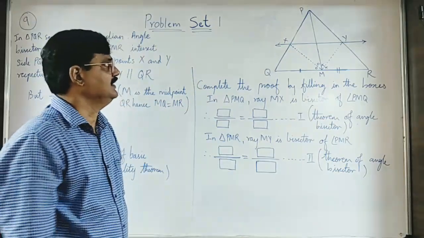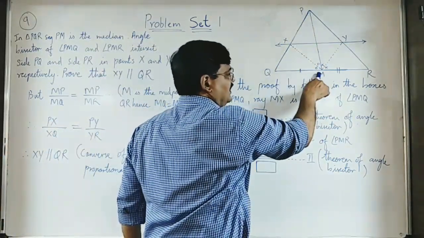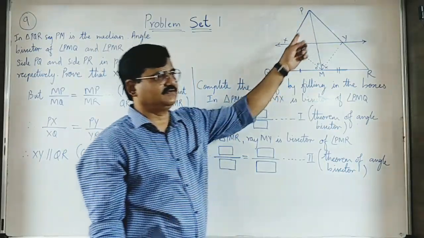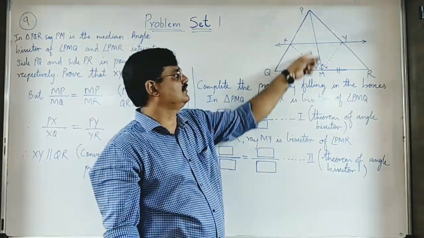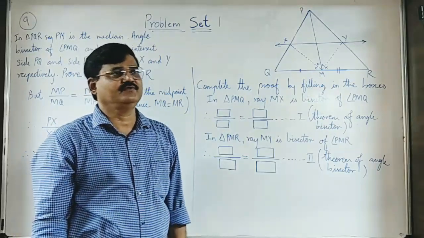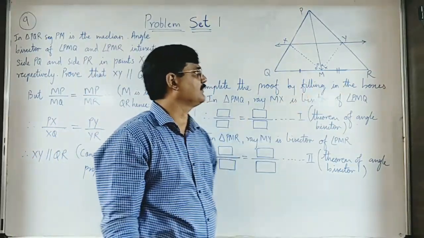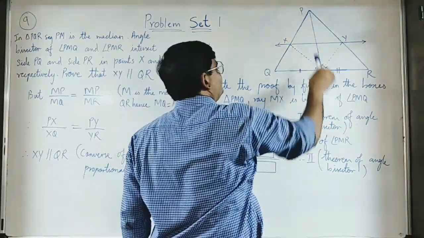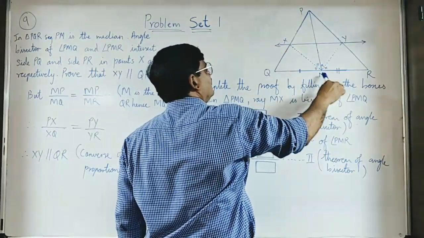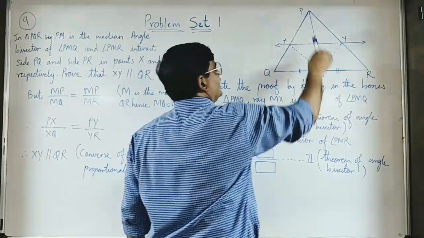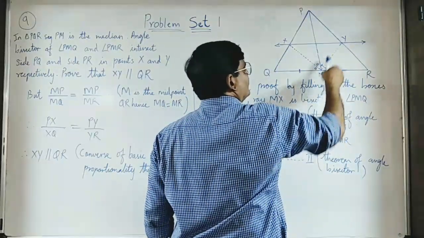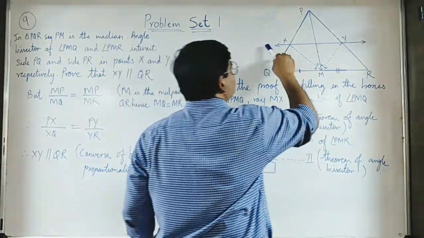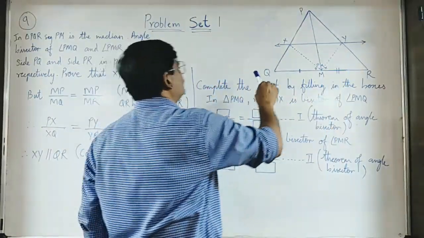I'll repeat again over there. You have a triangle PQR, PM is the median, therefore QM is equal to MR, because of the definition: a line from the vertex of a triangle to the midpoint of the opposite side. Therefore, QM is equal to MR. And that is the median over there. And they have told that the bisector of angle PMQ is MX, and the bisector of angle PMR is MY. Can you see that? And this is what they told to prove: prove that line XY is parallel to QR.